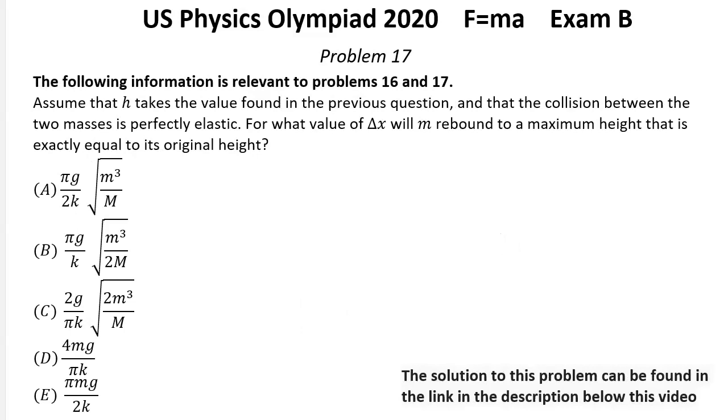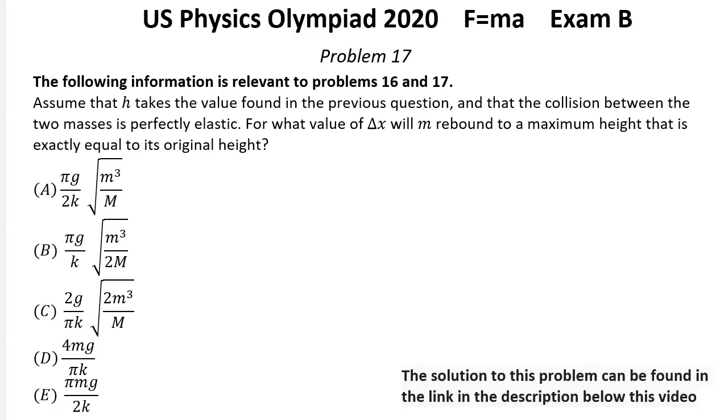Problem number 17. Assume that h takes the value found in the previous question, and that the collision between the two masses is perfectly elastic. For what value of dx will small m rebound to a maximum height that is exactly equal to its original height?